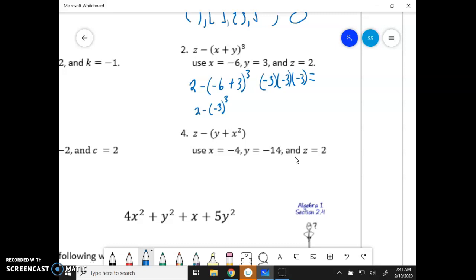So we can just solve this by hand here. We got negative 3 times negative 3, which is positive 9, and positive 9 times negative 3 is negative 27. All right, so this is kind of over here, so I'm going to just drop down our answer. We had 2 minus negative 27. And so our final answer would be, we're subtracting a negative.